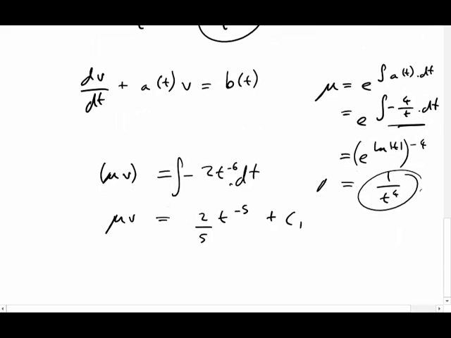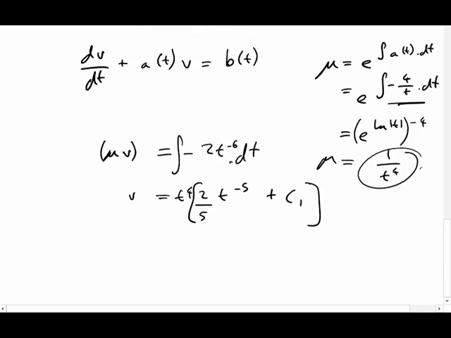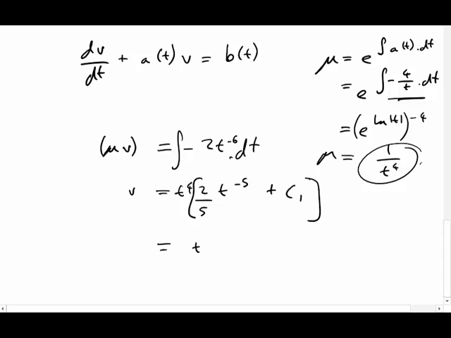Well, what's mu again? Mu is 1 over t to the power 4. So 1 over t to the power 4 times v is equal to that. So therefore v must equal t to the power 4 multiplied by all of this thing. Let's see if I can do a little bit of simplification here. I'm going to rewrite this thing in here as 2/5 times 1 over t to the power 5. So let's condense those two things together. So it's going to be 2 over 5 t to the power 5, plus some constant, C1.